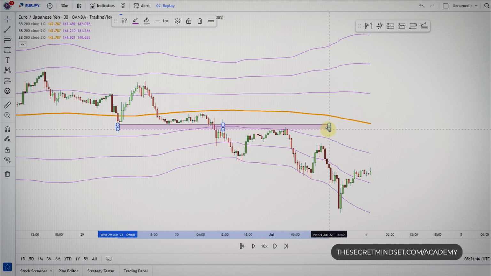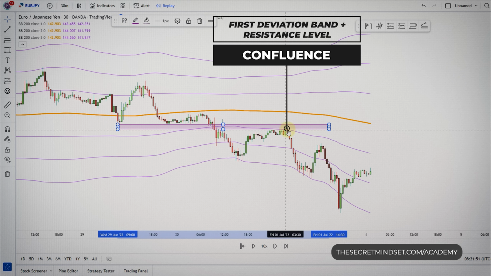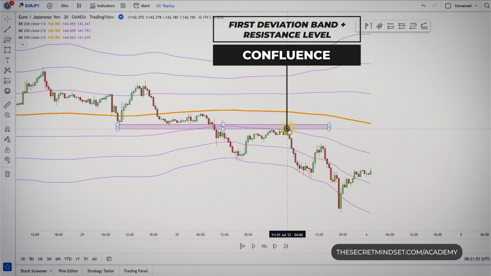Then it retraced back up. And here's our value area. The first band below the middle line and this previous breakout level are aligning on the same area. So there's a potential sell trade in the strong trend area.